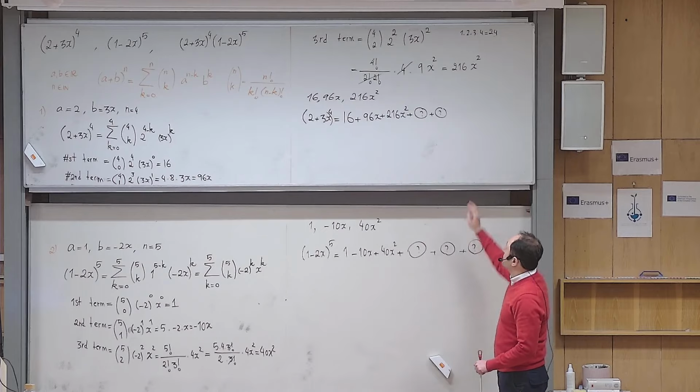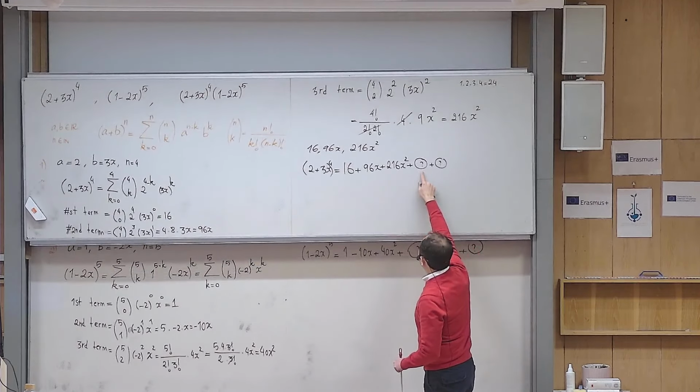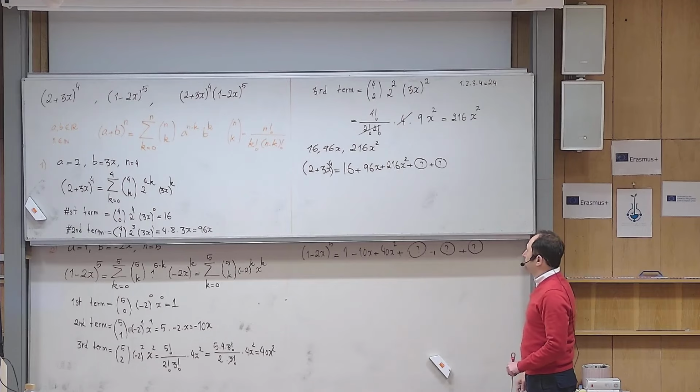Okay. And it's the same story here. So here it's x squared, the next one is involved with x to the 3, and then the next one x to the power of 4.